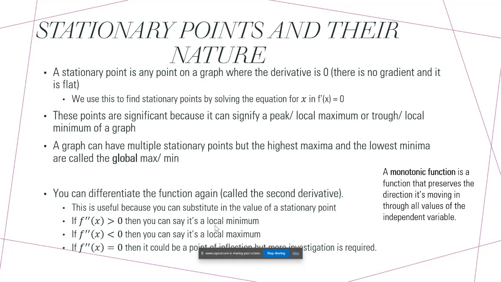Monotonic function, in the text block on the right, is basically a function that preserves the direction it's moving through all the values of the independent variable. For example, if we had a function such as y equals x, that's monotonic because it's constantly increasing, aka it's an increasing function. If the gradient is always positive or always negative, that means it's a monotonic function, aka it's always moving in the positive or negative direction, and it has no stationary points. So that's what a monotonic function is.